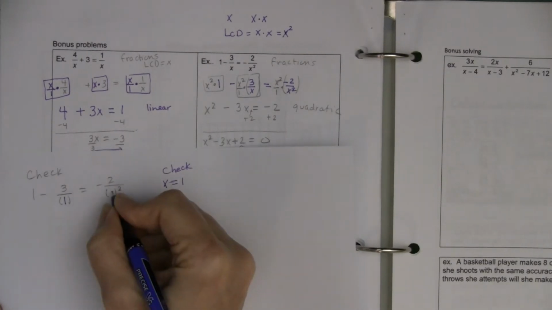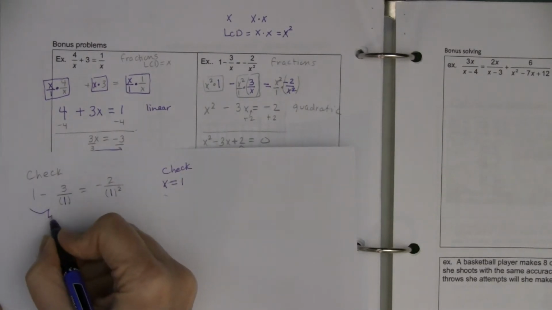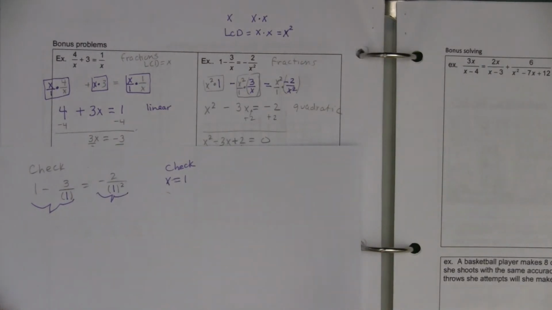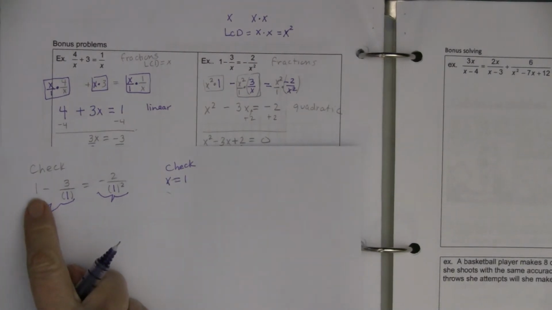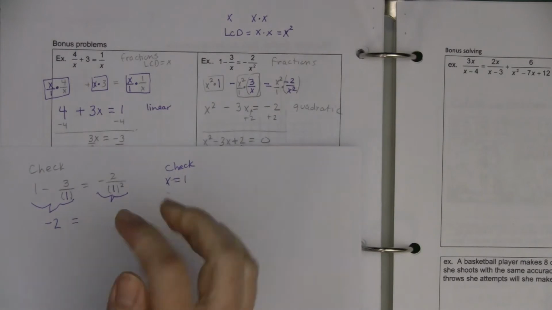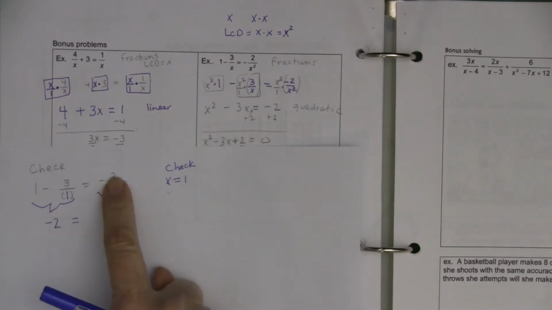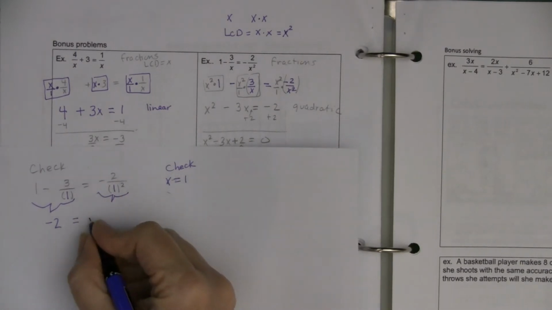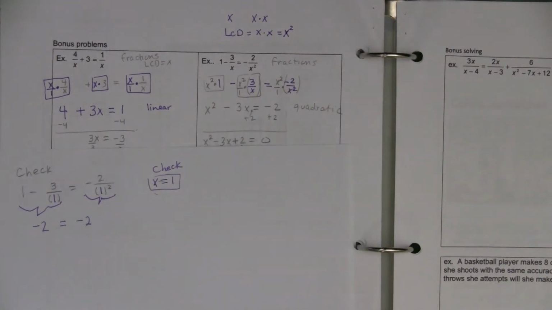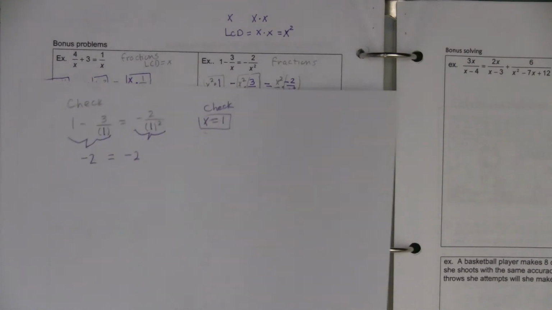When I put in 1 here and 1 there, I'm going to use my calculator to figure out what that is. You could use your head too. It doesn't matter. Using either your calculator or your head, 1 take away 3 is negative 2. And on the other side, I get negative 2 divided by 1 is negative 2. So 1 checked. Now I want to check my other possible solution, which was x is 2.